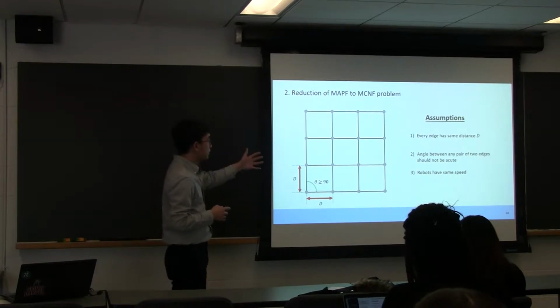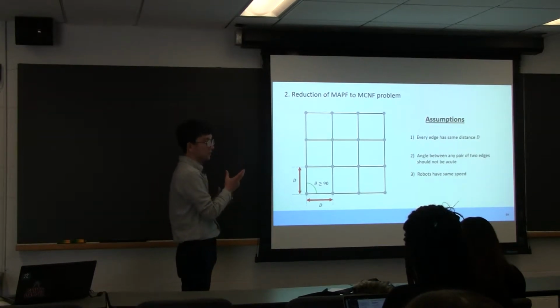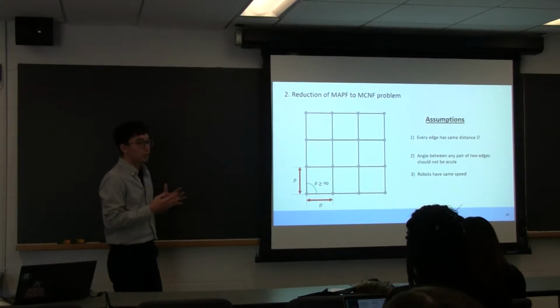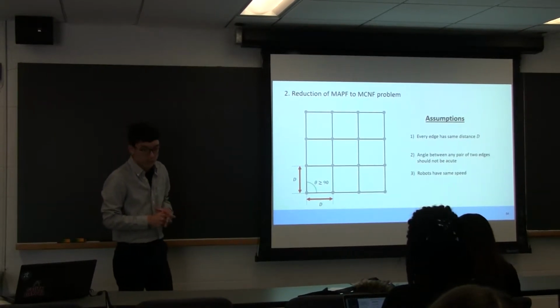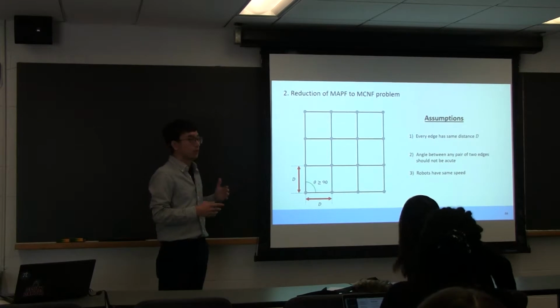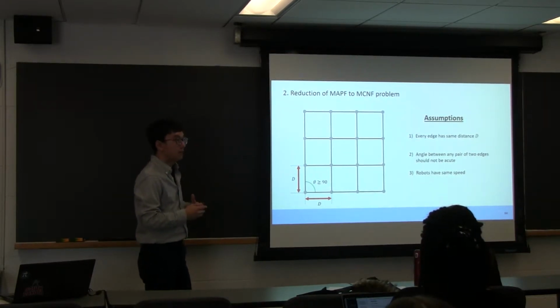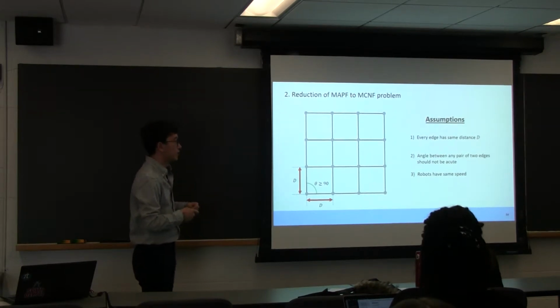All of the edges of the graph should have the same distance. And the angle between a pair of 2 edges should be greater or equal to 90 degrees. We will also assume that all of the robots have the same speed. Actually, this kind of grid map is one of the possible options for our problem, but it's not the only one, and I will give some example about that at the end of the presentation.